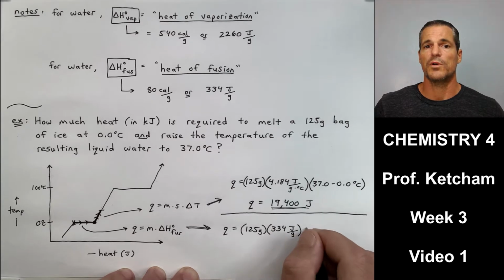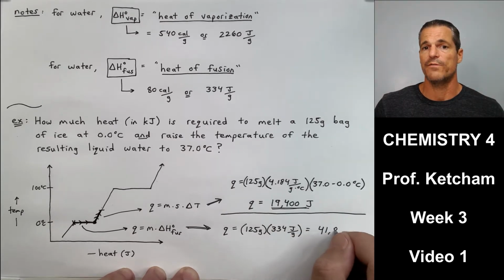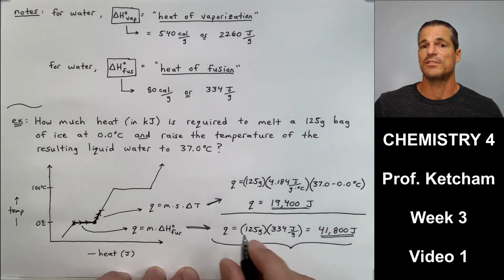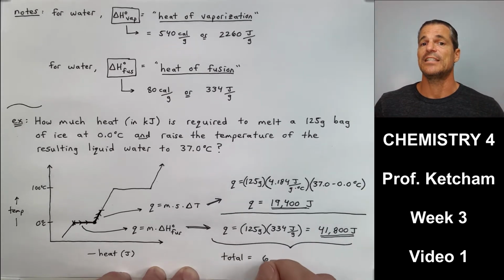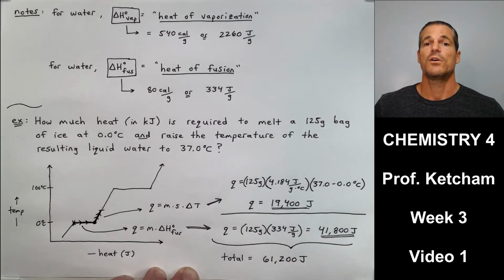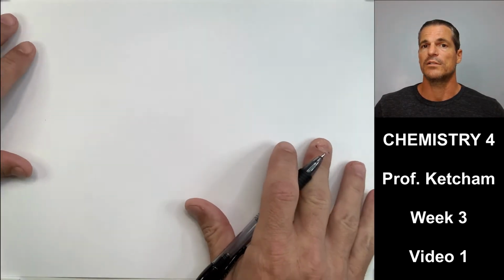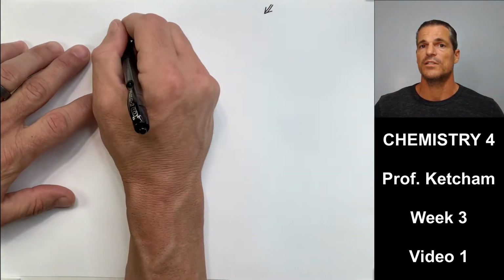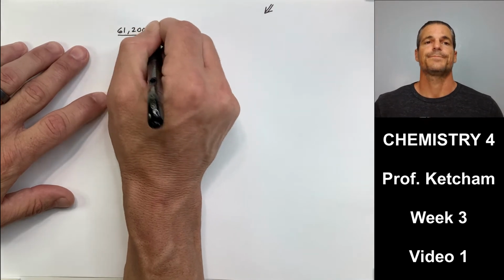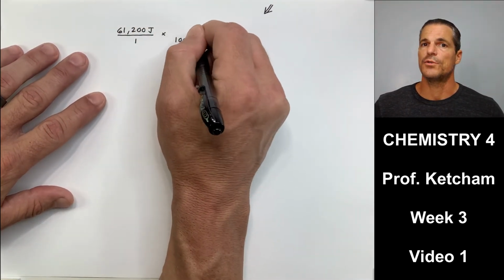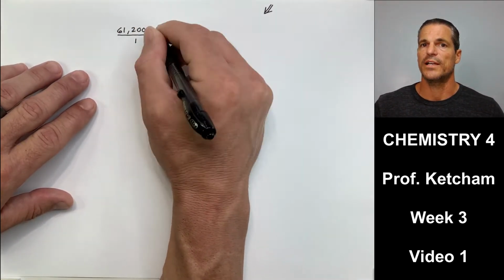Q equals 125 grams times 4.184 joules per gram per Celsius times 37 minus 0. Q equals 19,400. So you then apply Q equals m delta H fusion. Add up the two values. You get a total of 61,200 joules required. All right, but it didn't want joules, did it? It wanted kilojoules. So I have one last step.